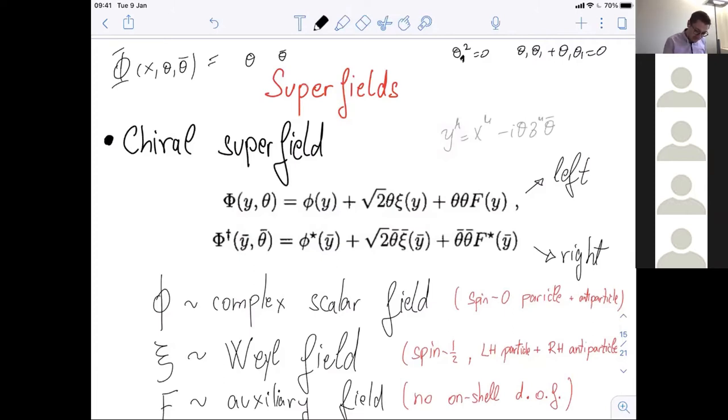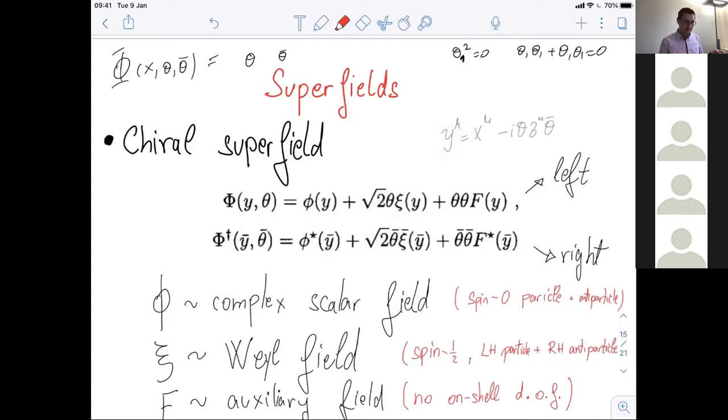We'll have this finite number of terms, and the coefficients which multiply those terms will be just a function of space-time, which means those coefficients in the expansion in theta and theta bar will be ordinary fields, functions of ordinary space-time coordinates. So that is the most general superfield.